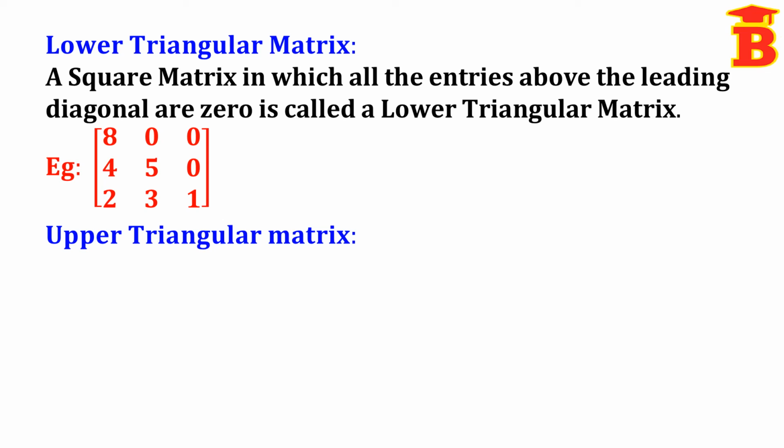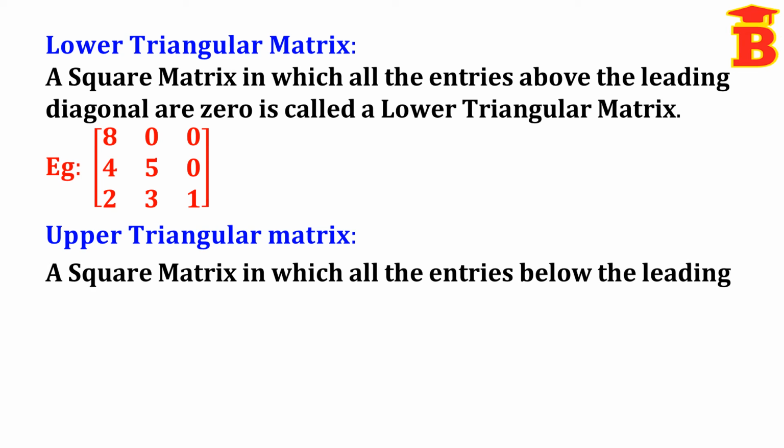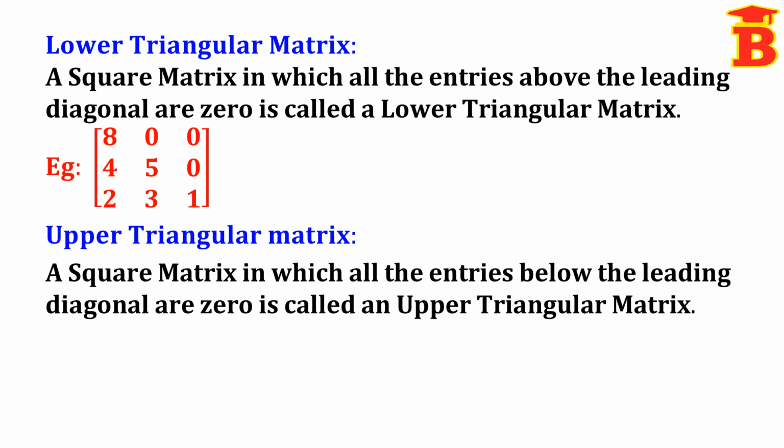Next, upper triangular matrix. A square matrix in which all the entries below the leading diagonal are 0 is called an upper triangular matrix. See the example. Here this is the leading diagonal 2, 1, root 2. Below this leading diagonal we have all the entries 0. So this is called upper triangular matrix.